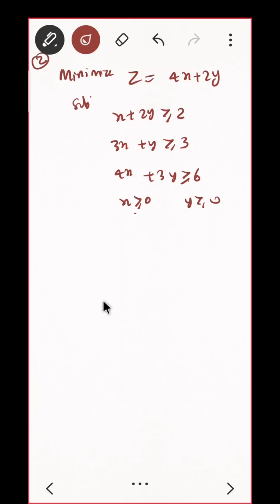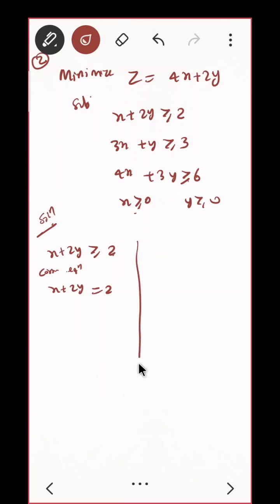So shall we start? I'll give some time. You start solving. Try to find the points first. We are having three equations, that is x plus 2y greater than or equal to 2. So you should write like this, corresponding equation, it will be x plus 2y is equal to 2. So try to find the points.